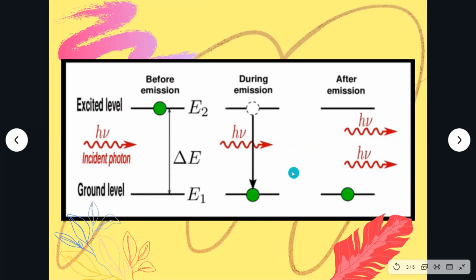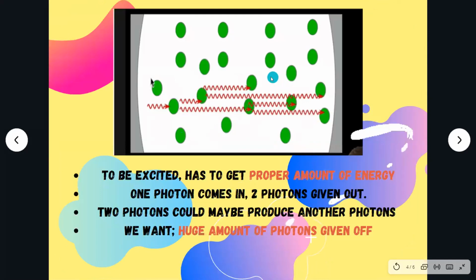Next, let me show you how that plays out if we have a number of different atoms. Let's say one atom is stimulated and gets hit by a photon. How many is it going to kick off? The answer is two. So we can see how this is building on itself. One photon comes in and two photons are given out. These two photons can travel, and perhaps produce another four photons, because each one could then cause its own stimulated emission. Those four go off and cause eight, and very soon we get a huge amount of photons given off, a massive increase in photons.